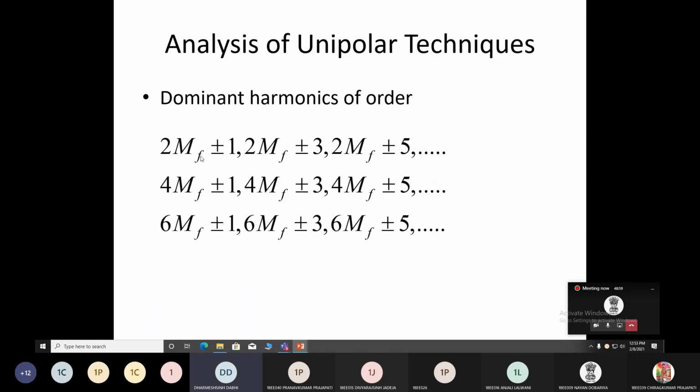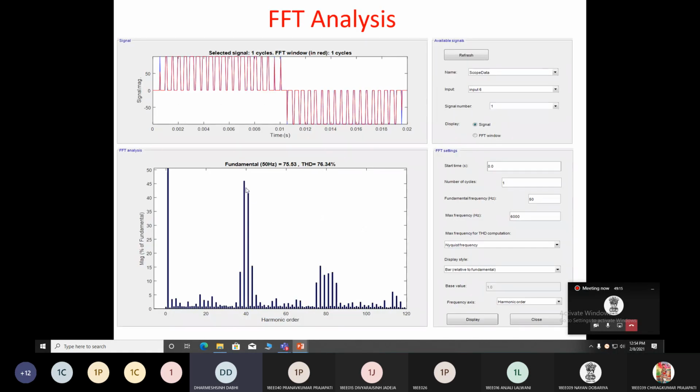So we first get the dominant order harmonic, that is 2 MF plus minus 1. Here again, carrier frequency is 1000, so MF is 20. So 20 into 2 plus minus 1, it means the dominant order harmonics are 39 and 41. You can see also by FFT analysis, this is 39 and this is 41.